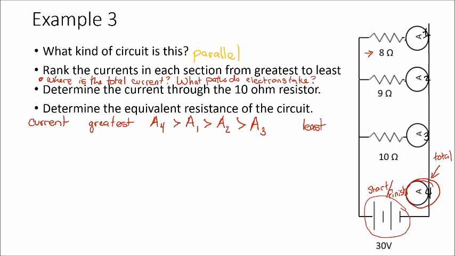Determine the current through the 10 ohm resistor. Current equals voltage divided by resistance, but because we're looking at just the 10 ohm resistor, we need to know the voltage across the 10 ohm resistor and the resistance of the 10 ohm resistor. The resistance of the 10 ohm resistor is easy. It has 10 ohms of resistance. But what's the voltage drop across the 10 ohm resistor?